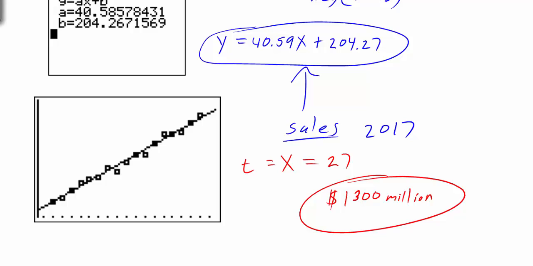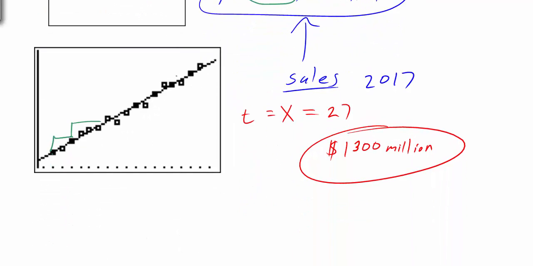Now, one other thing we look at, we talked about the slope. We have 40.59. What does that tell us in relationship to our sales? Well, that says that each year our ticket sales are going to increase approximately $40.6 million. So every year, this is our rate of change. So as each year goes by, we're going to increase 40 and then go over for each year. So that tells us every year we're increasing about $40.6 million in sales.